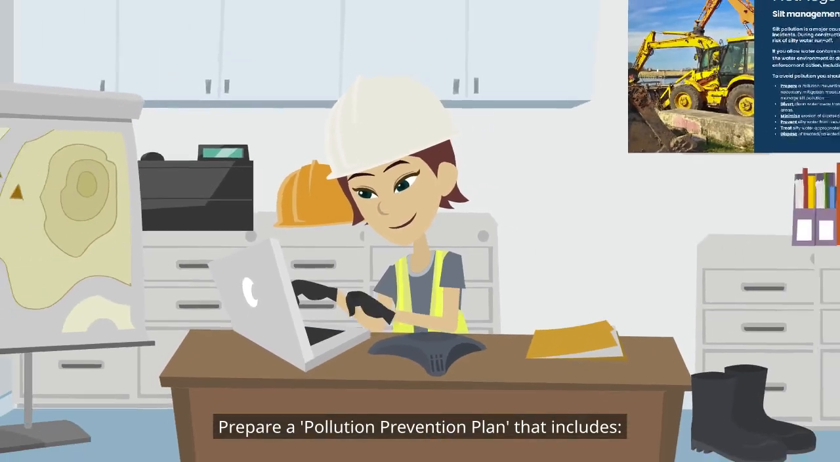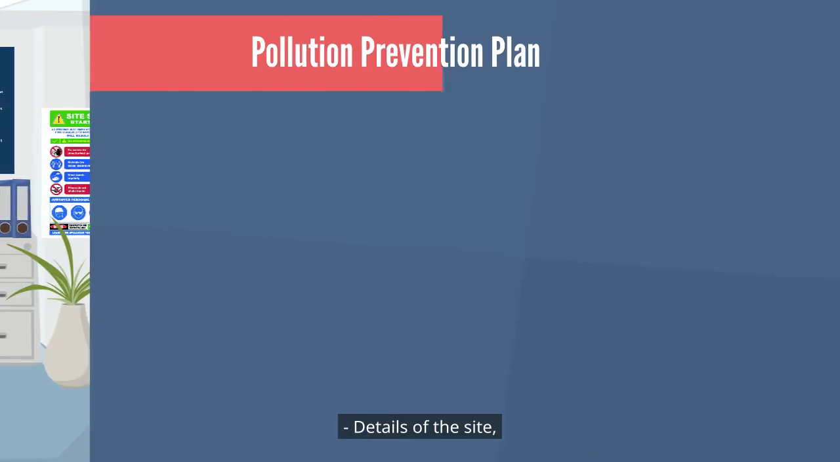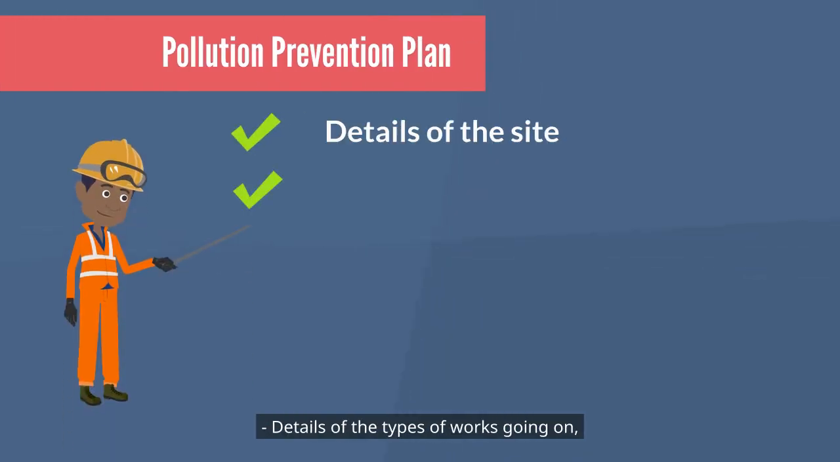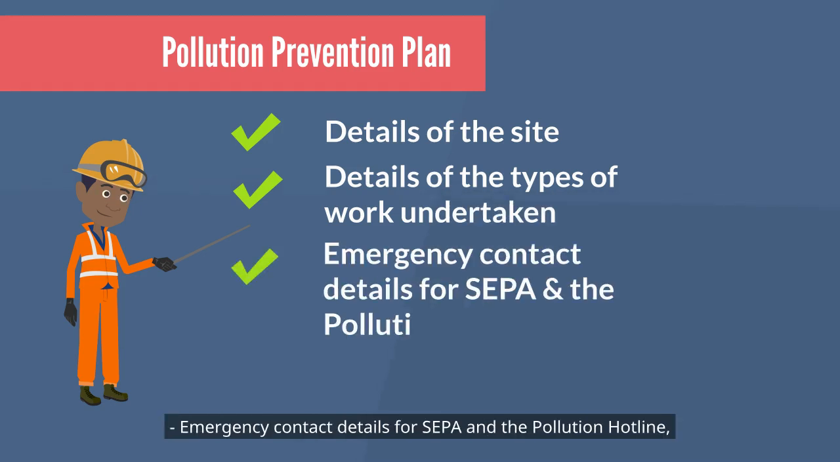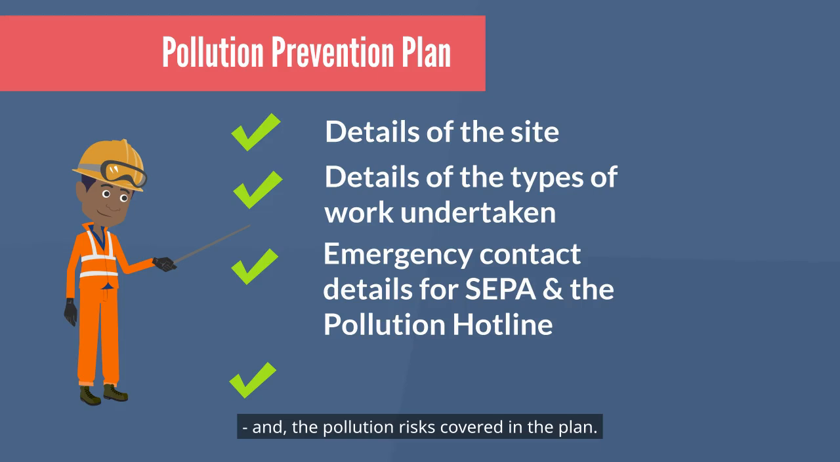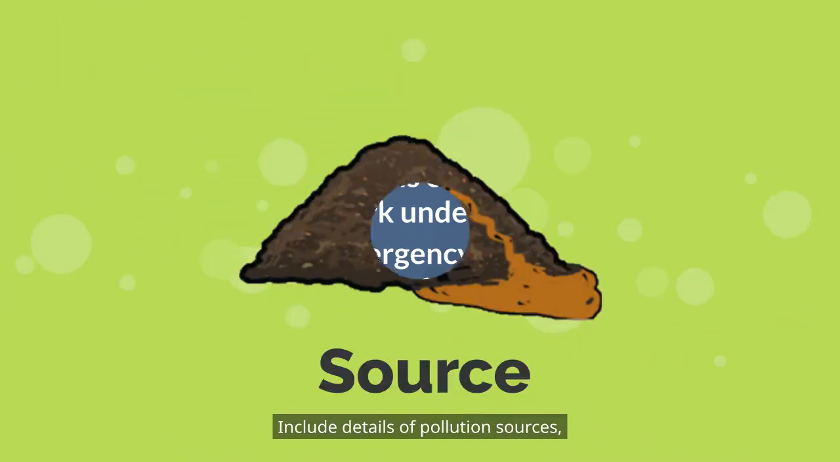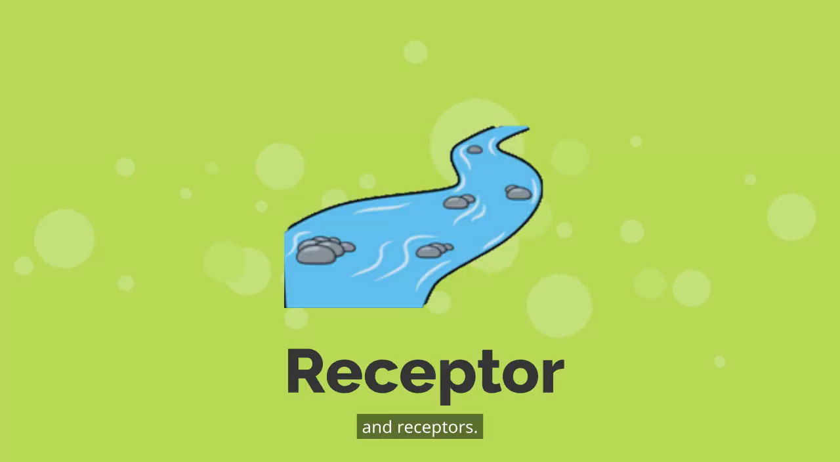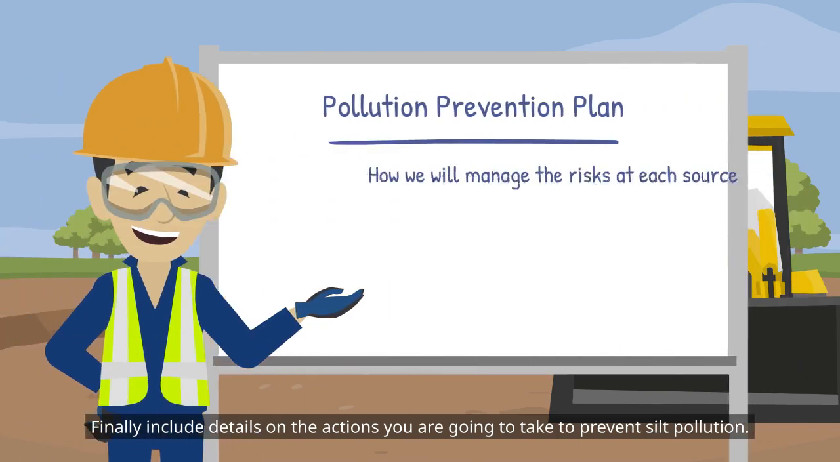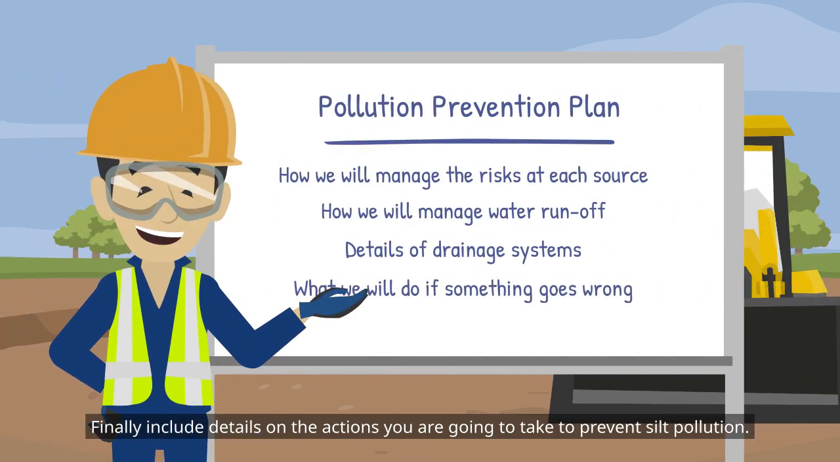Prepare a pollution prevention plan that includes details of the site, details of the types of works going on, emergency contact details for SEPA and the pollution hotline, and the pollution risks covered in the plan. Include details of pollution sources, pathways, and receptors. Finally, include details on the actions you are going to take to prevent silt pollution.